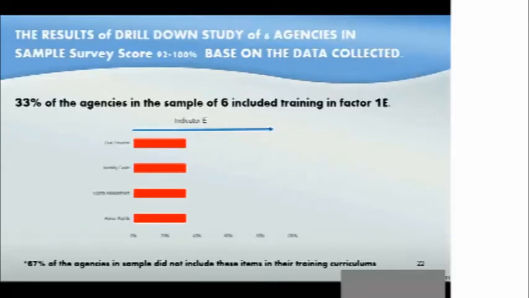This is the result of that drill down based on the data collected. What I found out is those 6 agencies in the sample, 33% of the agencies included training in Factor 1E. 67% of the agencies in the sample did not include these items in their training. So 2 out of the 6 agencies actually had training in Indicator E in their training curriculum in these areas: due process, identifying goals, rights assessment, and honoring rights.